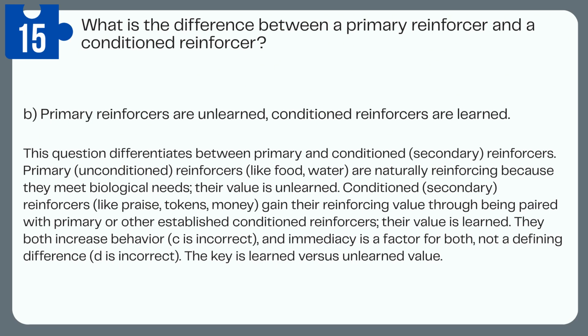Primary reinforcers are unlearned. Conditioned reinforcers are learned. This question differentiates between primary and conditioned, or secondary, reinforcers. Primary, unconditioned reinforcers, like food and water, are naturally reinforcing because they meet biological needs. Their value is unlearned. Conditioned, secondary reinforcers, like praise, tokens, and money, gain their reinforcing value through being paired with primary or other established conditioned reinforcers.